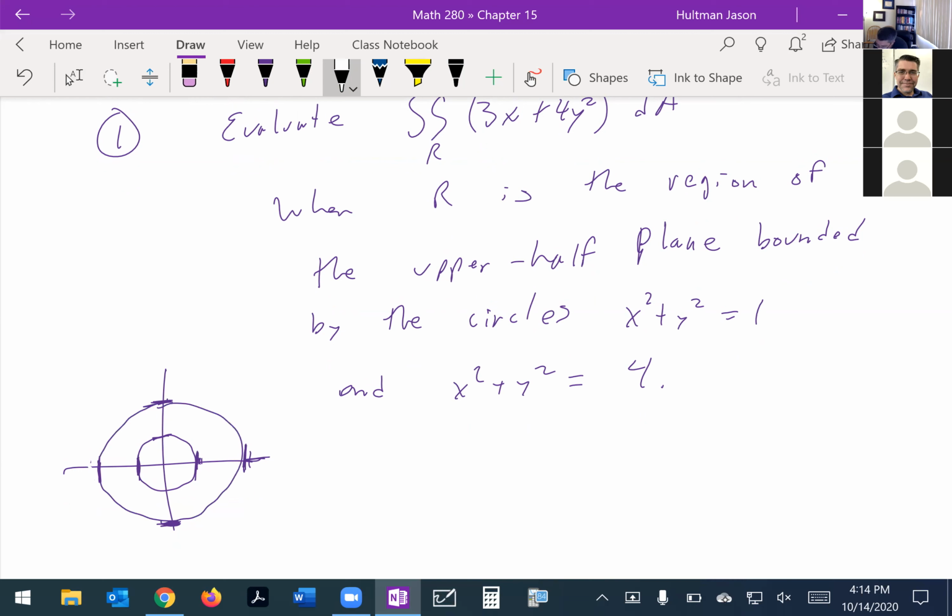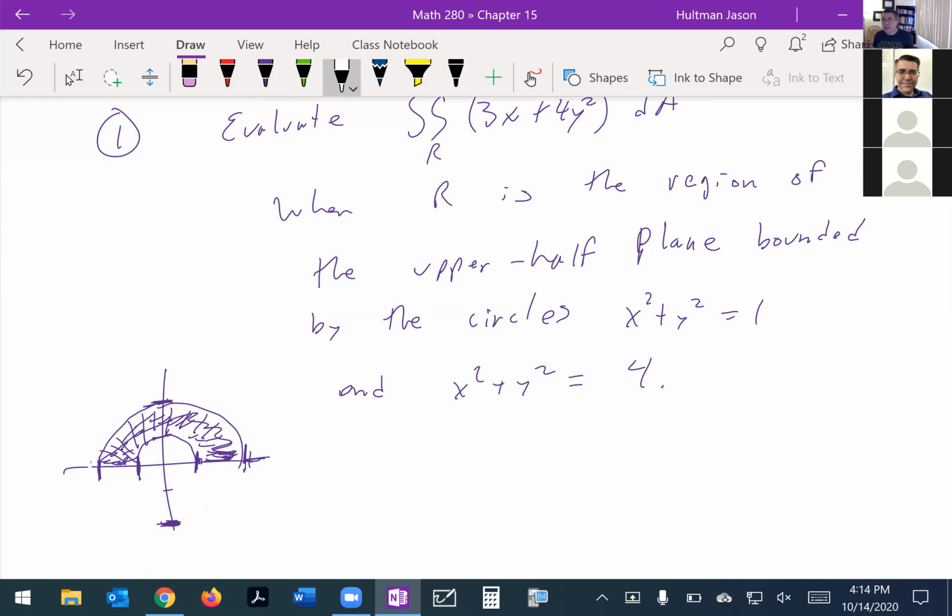Okay, but we only want the upper half plane. We only want this part of the washer, the upper half of the washer. So the bottom half of the washer doesn't exist, so I'm going to get rid of this non-existent bottom part. Okay, makes sense? Goodbye to that part. So this is the area that I'm integrating over.